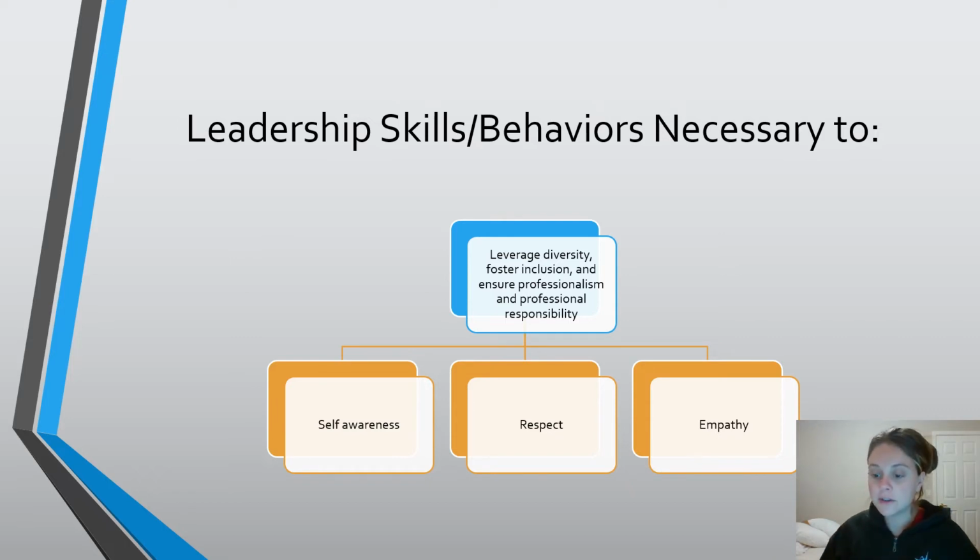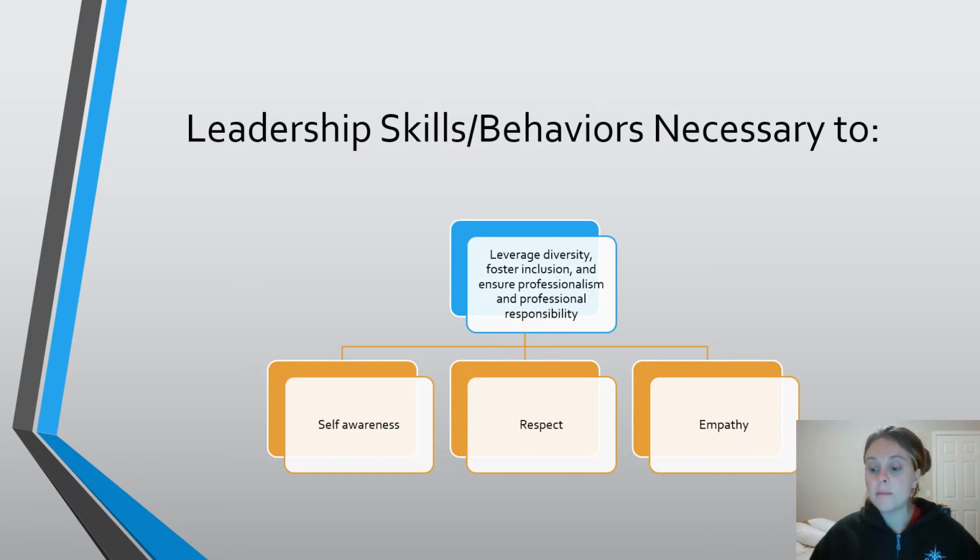If leadership is viewed as a learning experience, self-awareness would be a skill that would allow them to create an environment where people of all backgrounds can grow and thrive in. Respect is the basis for all roles in the healthcare setting, and even more so in a leader. A leader creates a culture within a facility, and if that culture is not built upon a foundation of mutual respect, the leader will have failed at leveraging diversity, fostering inclusion, and ensuring professionalism and professional responsibility.